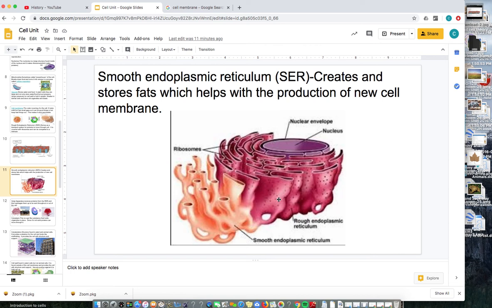Let's go over everything again. So we have the cell membrane, which acts like a bouncer, allows good things in like food and water, and tries to keep bad things out like bacteria and viruses. And then the rough endoplasmic reticulum, it's a highway system, except it's for proteins, and then the smooth endoplasmic reticulum creates fats. Now, there's one more thing I wanted to talk about.